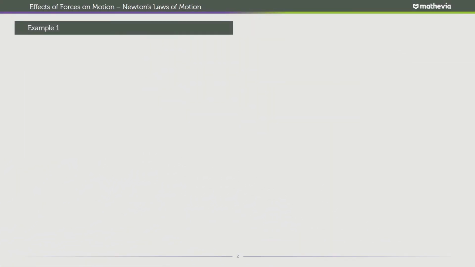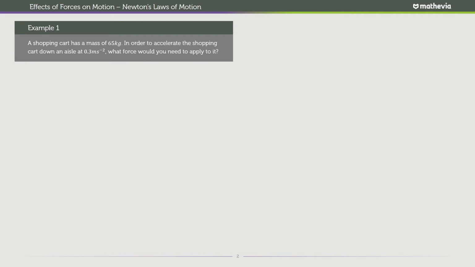So I have example one. In example one, we have a shopping cart with a mass of 65 kilograms. In order to accelerate the shopping cart down an aisle at 0.3 meters per second squared, what force would you need to apply to it?